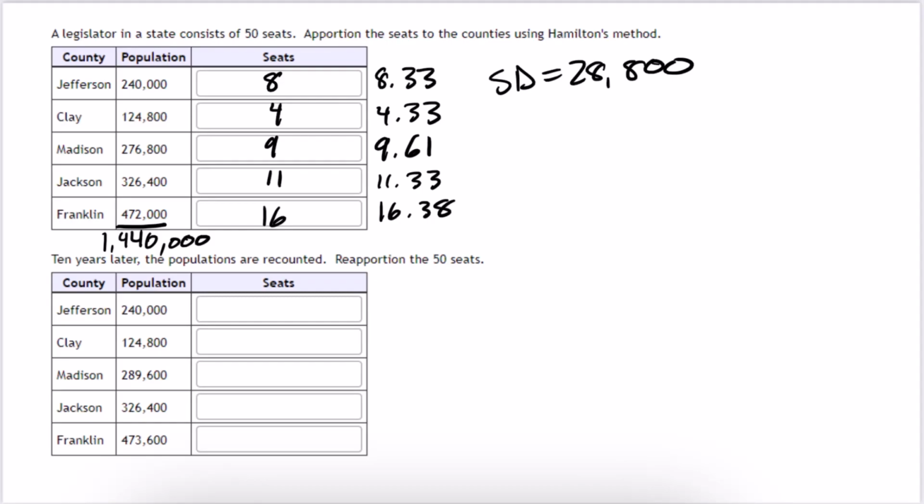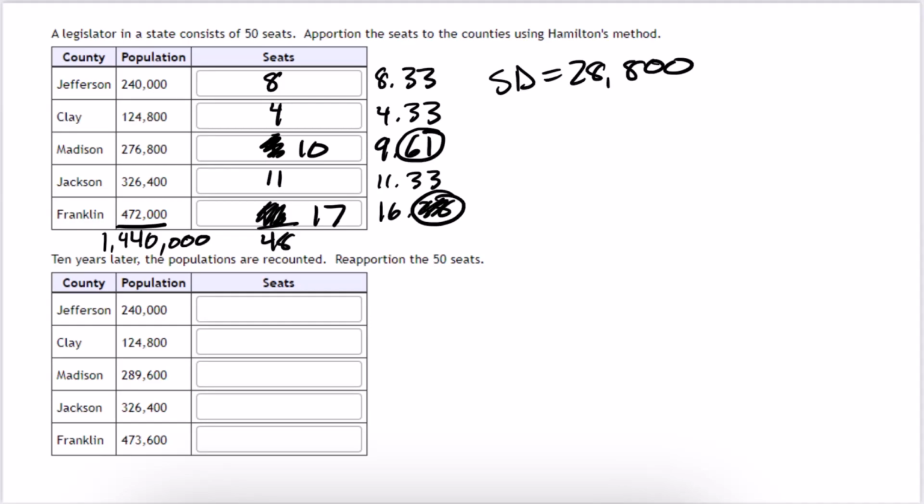If you add all of those up, that equals a total of 48 seats, which means that I have 2 leftover seats to assign. So I will assign it to this one first because that's the largest decimal. And then this one is the next largest decimal. So I'll scribble that one out and write 17. And so this would be the apportionment of the seats according to Hamilton's method.